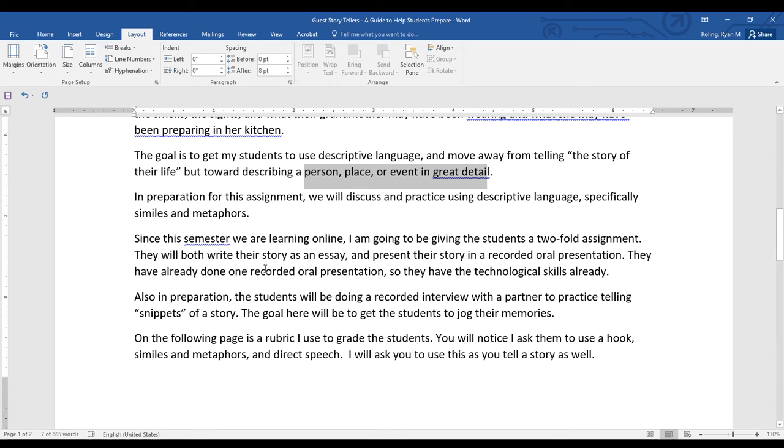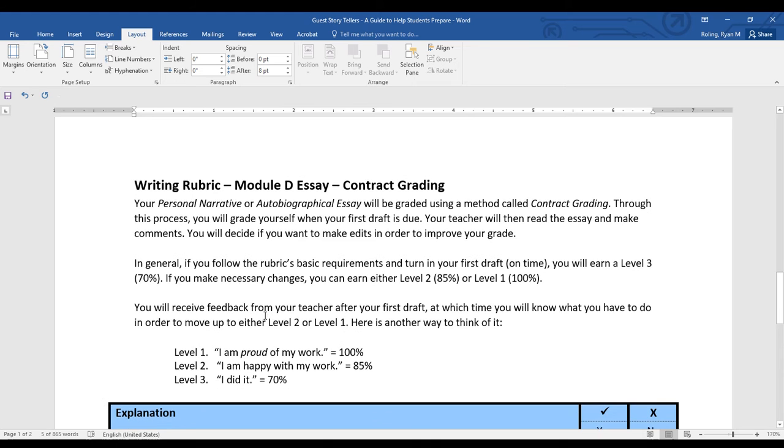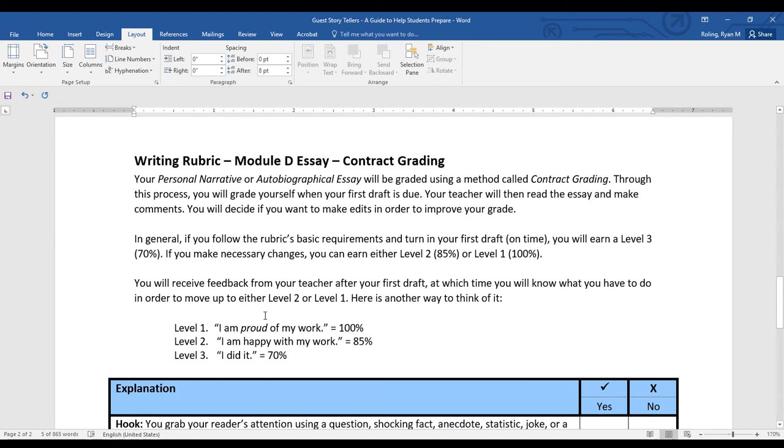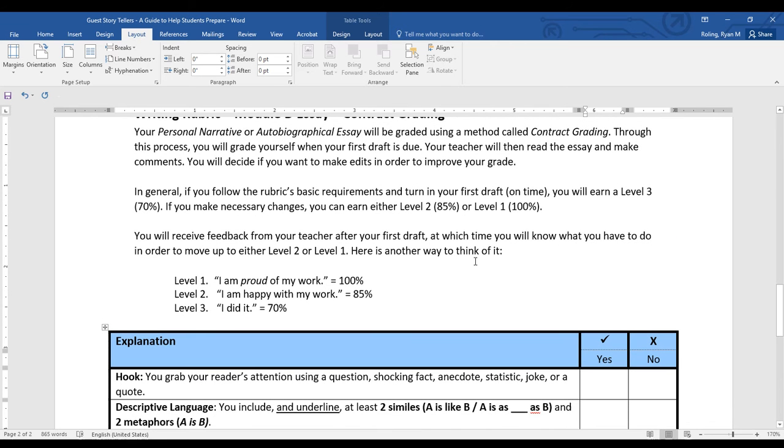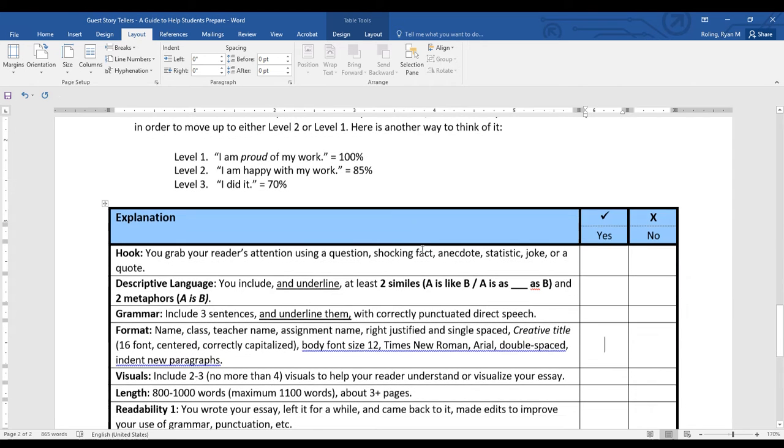They've done one oral presentation in Module C that they recorded and sent to me, and so they'll practice this with their group mates, with a partner, I mean. They will be graded on a rubric that looks like this. So this top part, I'll go through it, but they will grade themselves before they hand it in. This is a modification of something called contract grading that I've done with my advanced students in the last module.